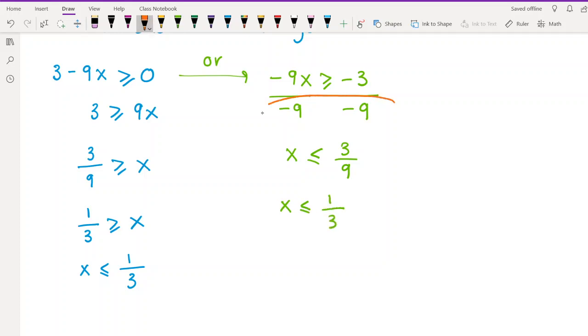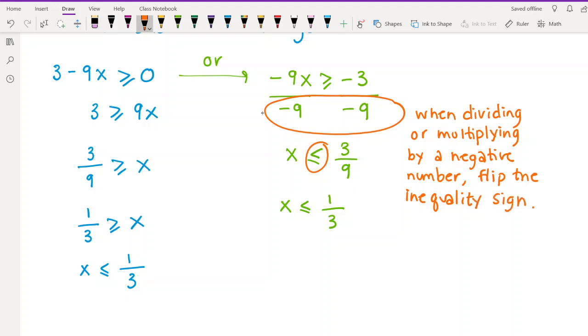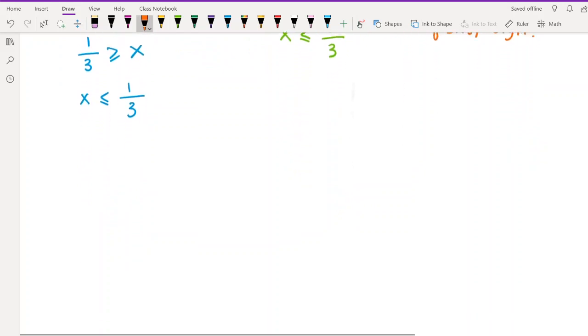And then, as I said here, basically what happened is that when you have an inequality, if you're dividing or multiplying, in this case we were dividing, but the same thing is true if you're multiplying by a negative number, you basically just have to flip the direction of the inequality sign. So less than or equal to becomes greater than or equal to, and vice versa. Okay, cool. So that's our answer. x is less than or equal to 1/3.